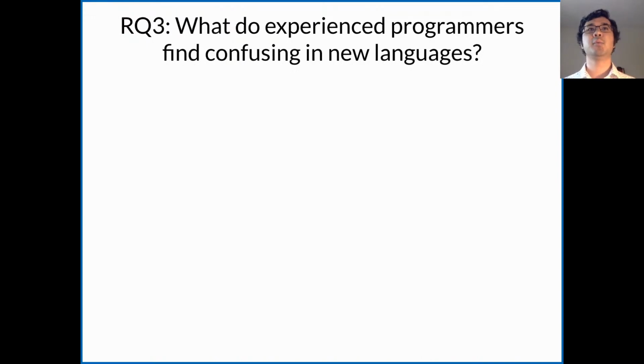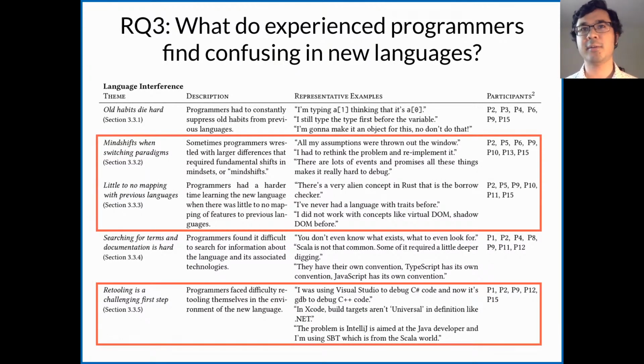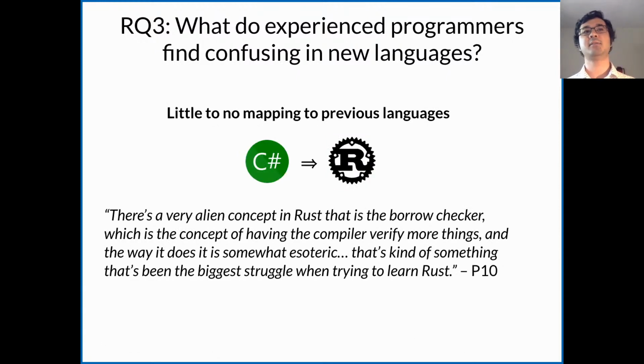So what do experienced programmers find confusing? Well, a bunch of different things, but I'm only going to point out 3 that I think are interesting. First of all, when programmers are making a paradigm shift, they have to do this thing called a mind shift, where you have to mentally shift the way you program in this new language. P5 went from C++ to JavaScript, and they weren't used to all the asynchronous programming and the front-end programming that's involved in JavaScript.